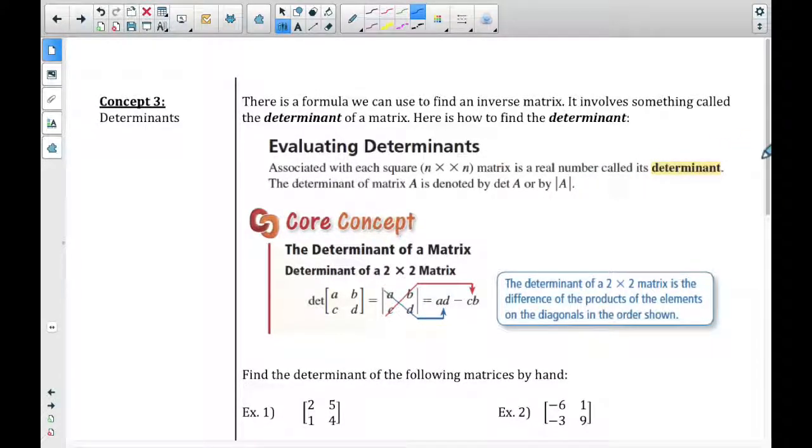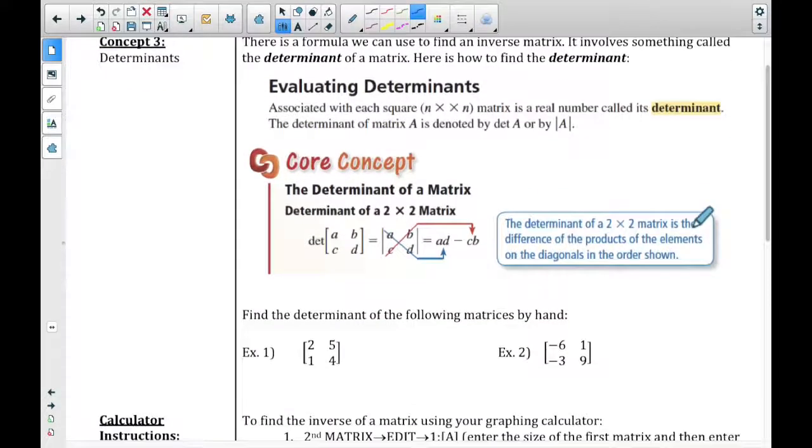Okay, the determinant, and that's what we've been talking about just a minute ago. We were talking about that determinant. It is the denominator of that number that we use to come up with the inverse. To find the determinant, we multiply those, and we multiply those, and we subtract the two numbers.